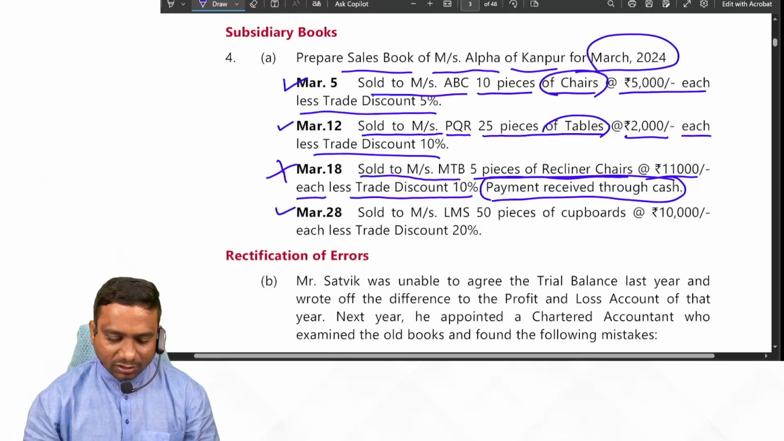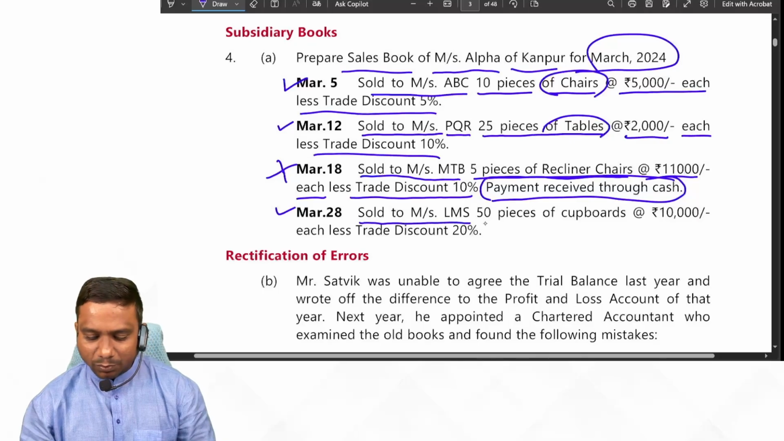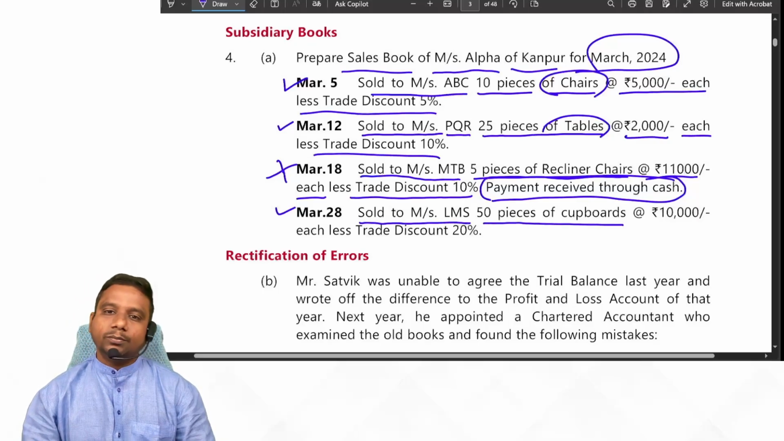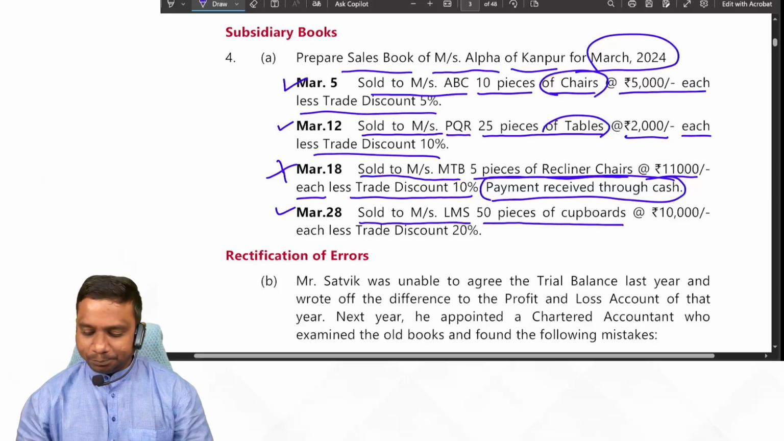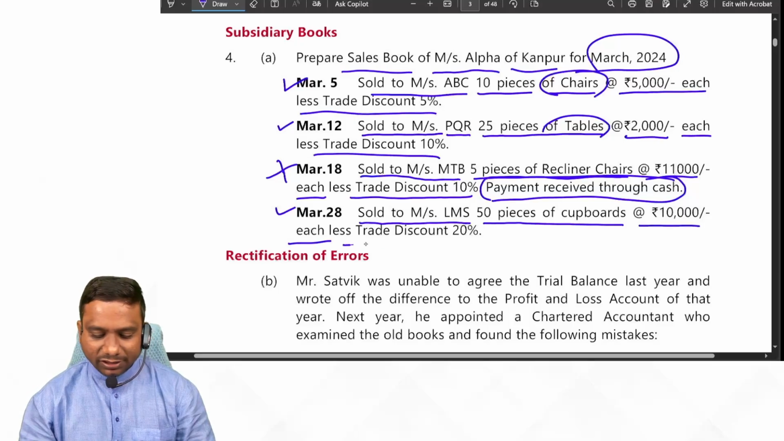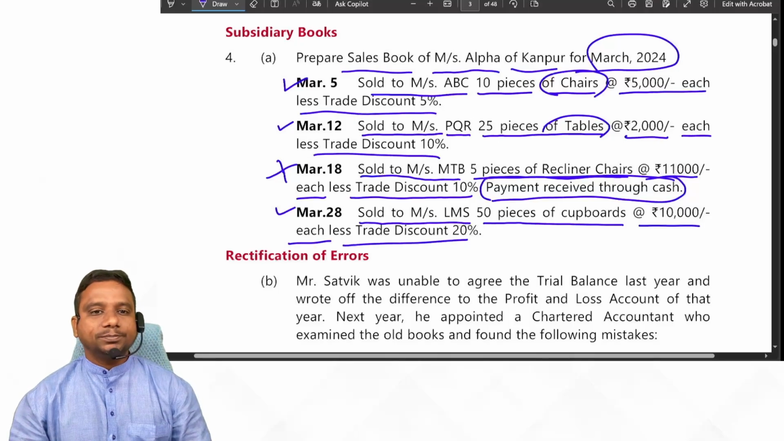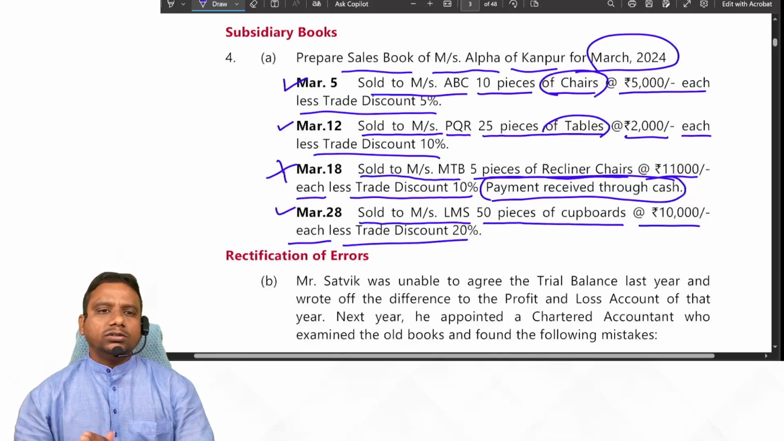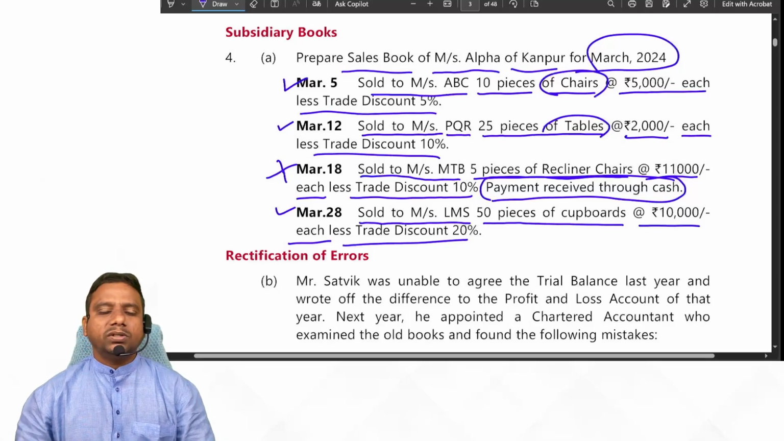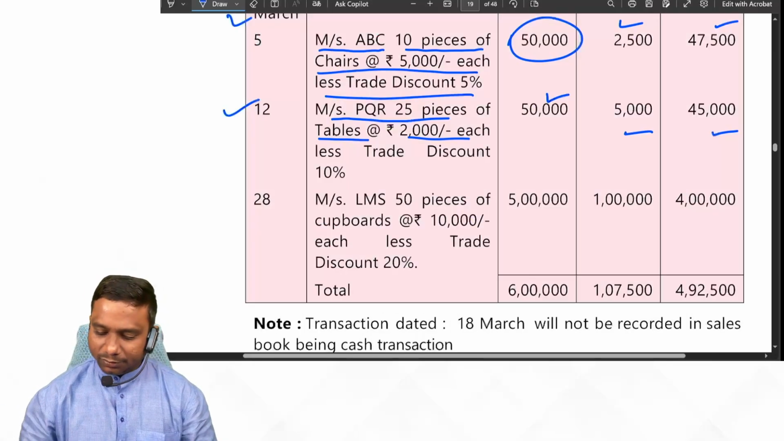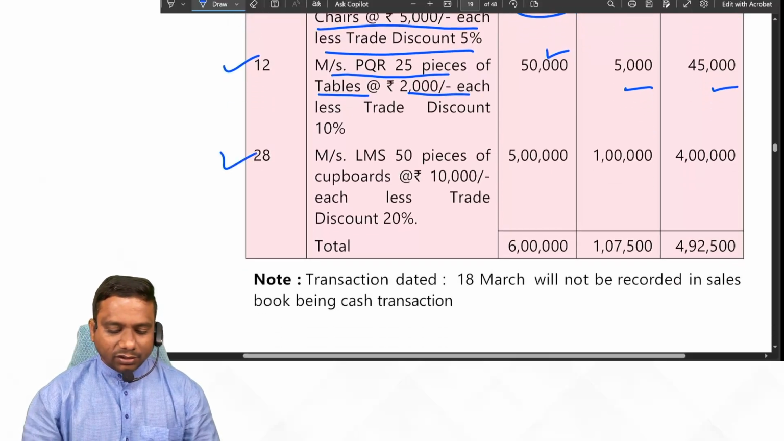Next one, March 28th. Sold to Messrs. LMS 50 pieces of cupboards. Cupboards are also part of furniture, at 10,000 each, less trade discount 20%. Now 50 pieces into 10,000 each is 5 lakhs, minus 20%, that is 1 lakh. So in the outer column we write 4 lakhs rupees. Look at 28th date, Messrs.